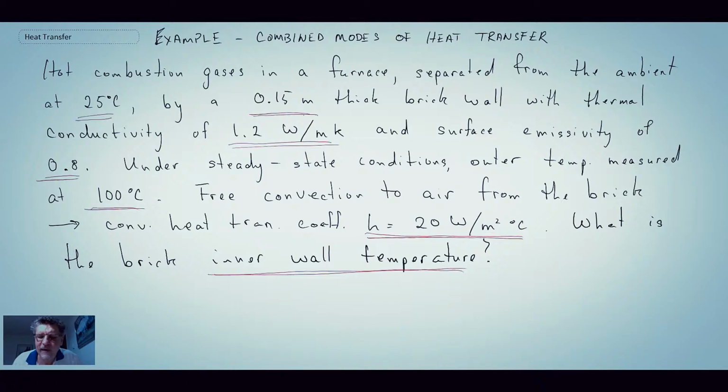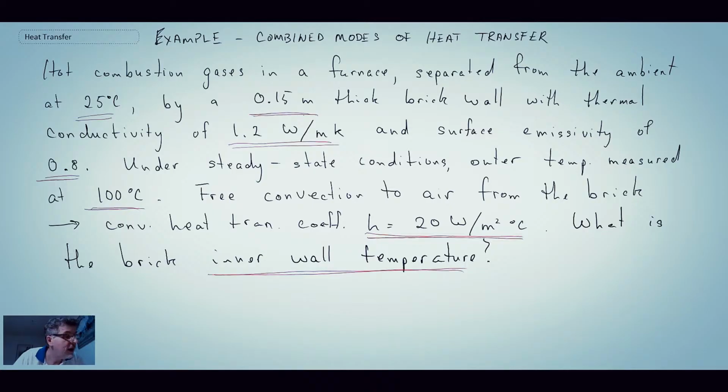So here we have a problem. I'm just analyzing it quickly. Given that we have thermal conductivity, that means we have conduction going through the brick wall. We're given a convective heat transfer coefficient, so we have to have convective heat transfer, and they give us emissivity, and that means that we have radiative heat transfer as well. So what we're going to do is use the surface energy balance.